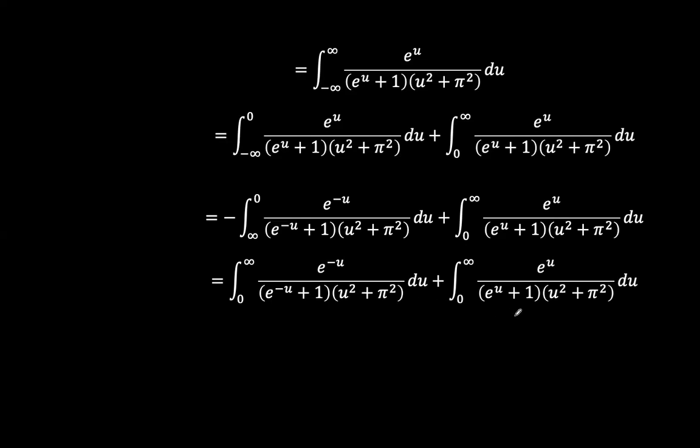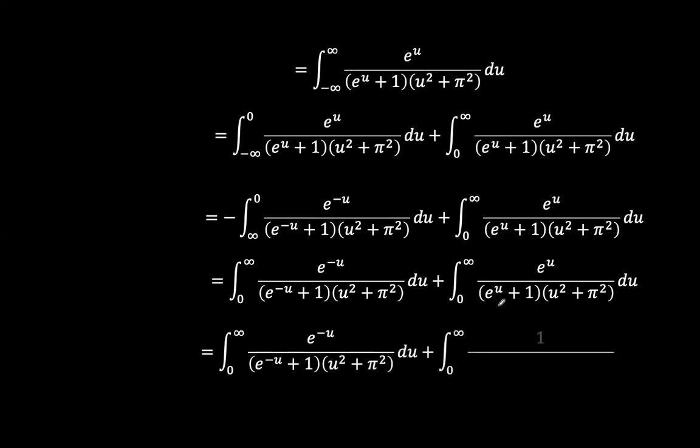And then the next thing we can do for the second integral here, we can divide both the numerator and the denominator for this second integral by e to the power u. What that becomes is the numerator becomes 1, and the denominator here becomes 1 plus e to the power negative u times u squared plus pi squared.